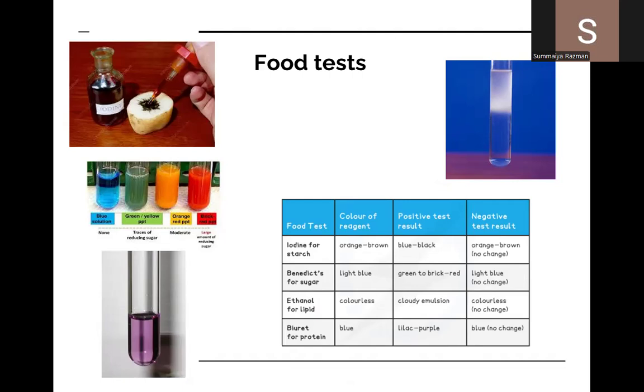Finally, for the protein test, you test it with biuret. Remember, R in protein, R in biuret. It starts off blue and it will turn to purple. So remember, P for purple, P for protein.